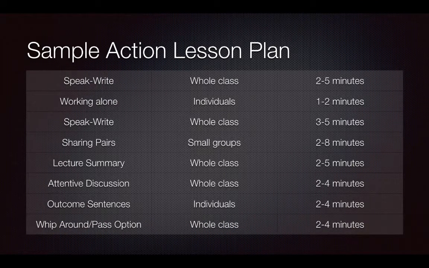Then, the whip around pass option. You start at one side of the room. Each student goes in turn and quickly reads one of his or her outcome sentences, or they just say, I pass. What's happening here, though, is that the students are again hearing the main points. This time they're hearing it from each other. And you are hearing how well they understand or whether you need to give some individual help later.